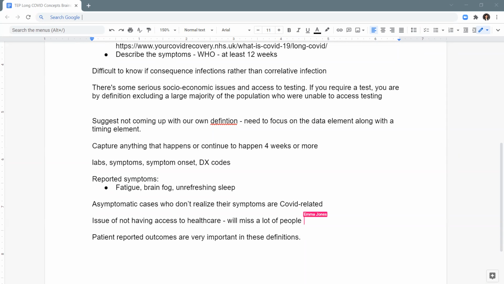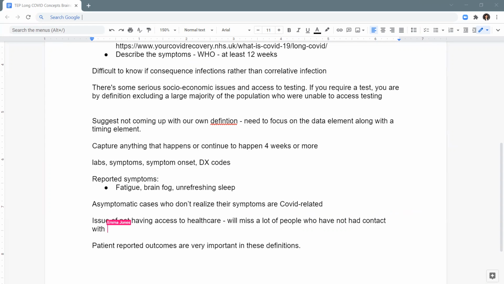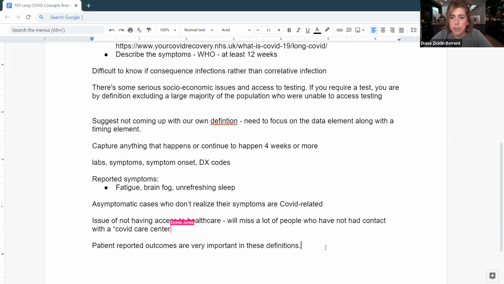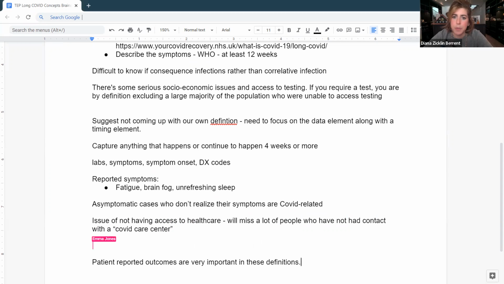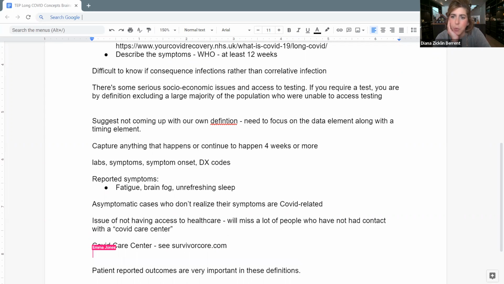Diana, I heard you mention COVID care center. Tell us a little bit more about that, and what does that mean to be in a COVID care center or to be identified as such? Okay, so if you go to survivorcore.com, we have a map listed under post-COVID care centers, a list of all of the post-COVID care centers around the country, with descriptions of each one. I think every state is represented other than the Dakotas at this point. That does not mean that they are all built the same. They are all very different.